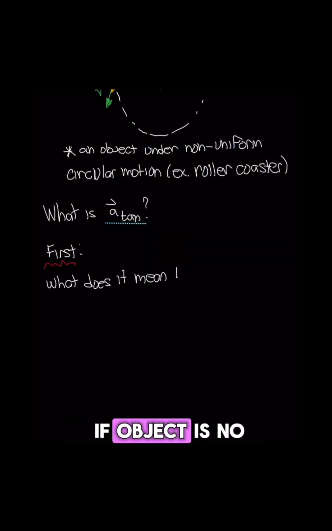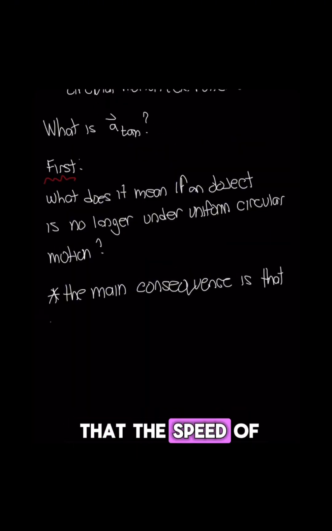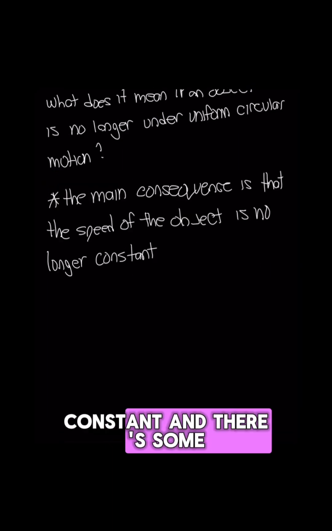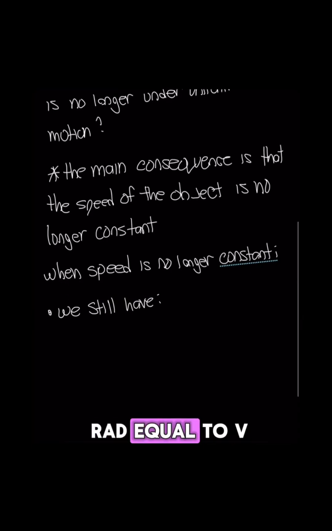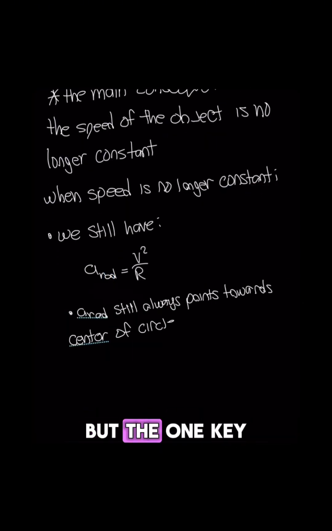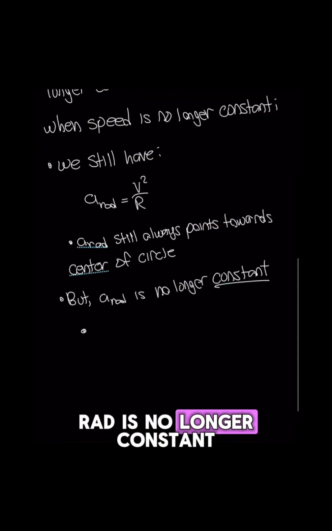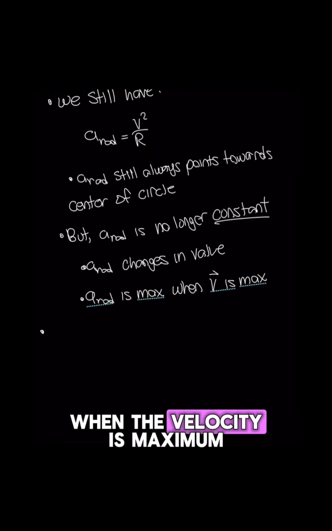First, what does it mean if an object is no longer in uniform circular motion? The main consequence of this is that the speed of the object is no longer constant. And there are some key takeaways from that. When speed is no longer constant, we still have a_rad equal to v squared over r, and a_rad still always points towards the center of the circle. But the one key takeaway is that a_rad is no longer constant. a_rad is constantly changing in value, and a_rad is maximum when the velocity is maximum.